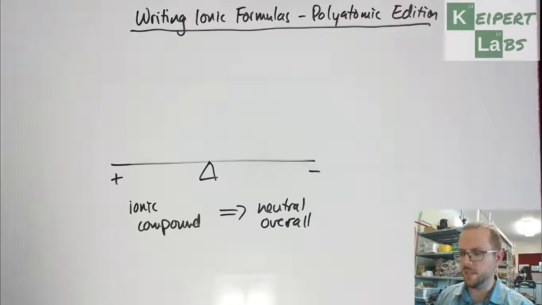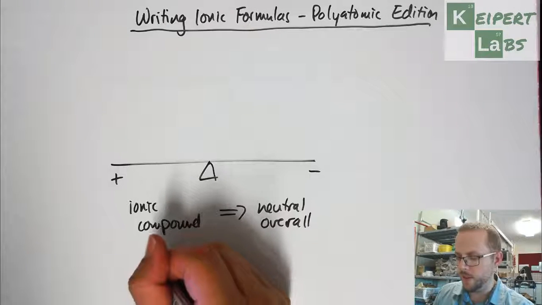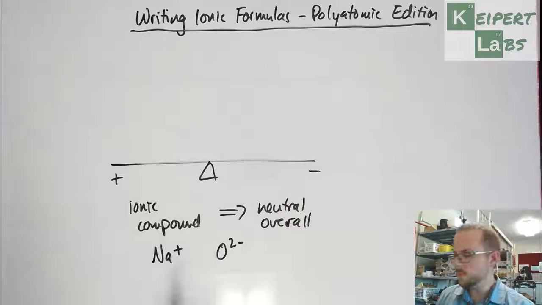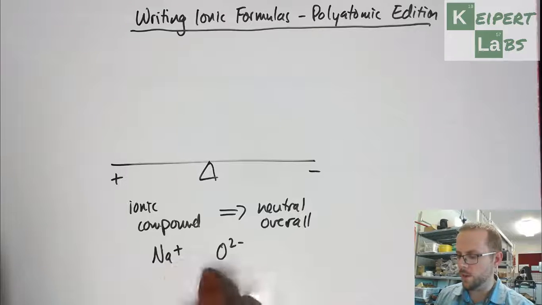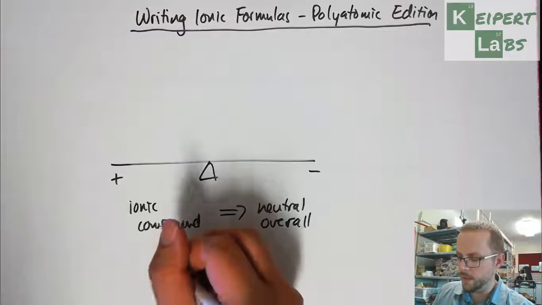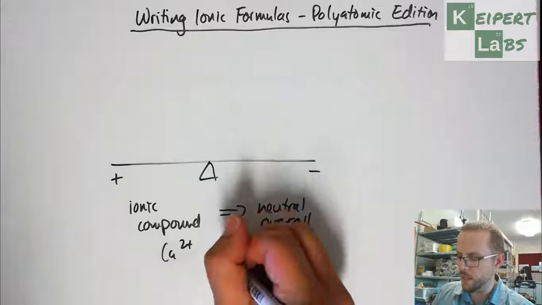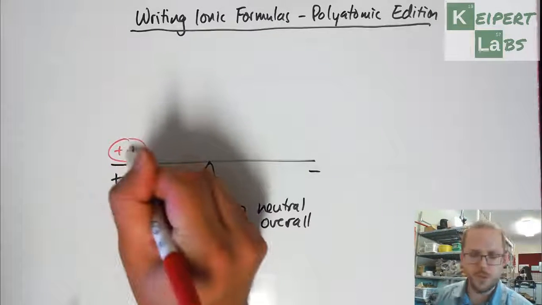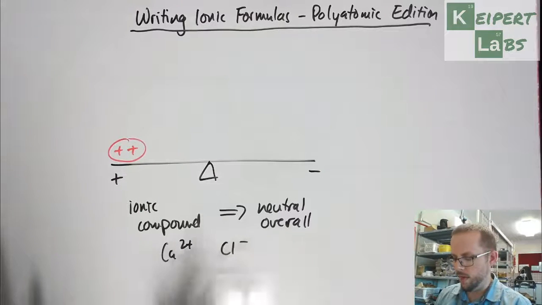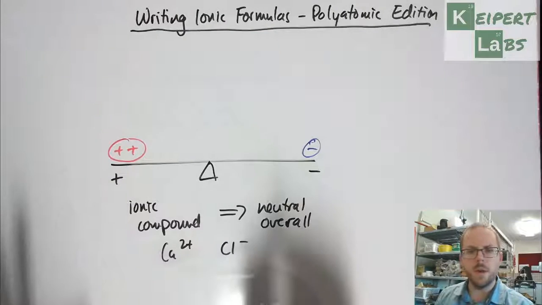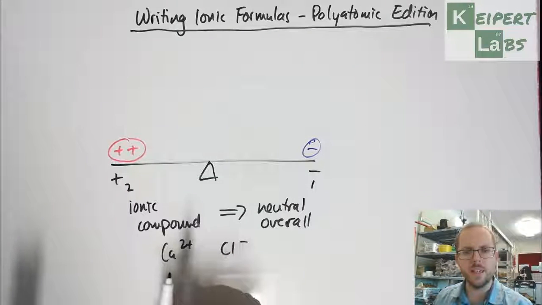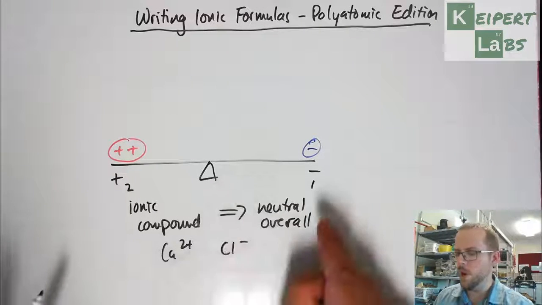We introduced this idea that if you had, say, a sodium ion and an oxide ion... actually, let's look at an example that we haven't covered. Let's look at a calcium 2+ ion and a chloride ion. Let's represent our calcium 2+ ion as a blob with 2 pluses inside it, and our chloride as a blob with a 1 minus inside it. Currently we have 2 pluses and 1 minus, but we need to have the same numbers on each side.